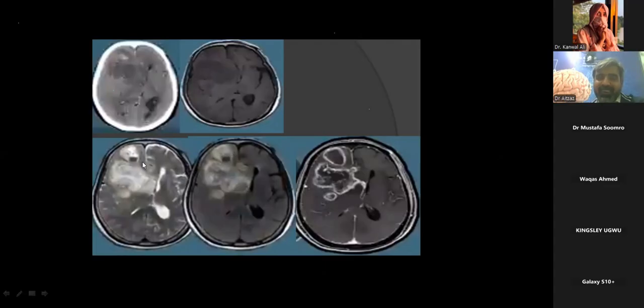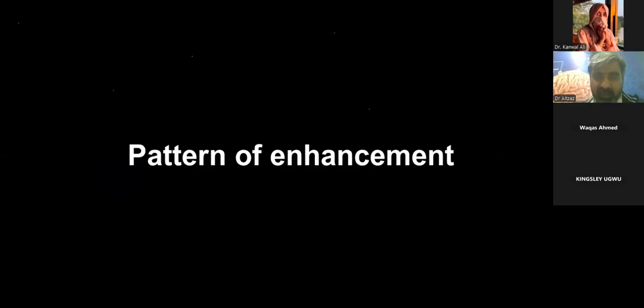After this long class, you are saying that this is the internal necrotic area. What is this? This is a bleed. No, this is a bleed. It's not an internal necrotic area. So this tumor has an associated bleed. A minor hemorrhage is there. So the last one, the pattern of enhancement, is very important.